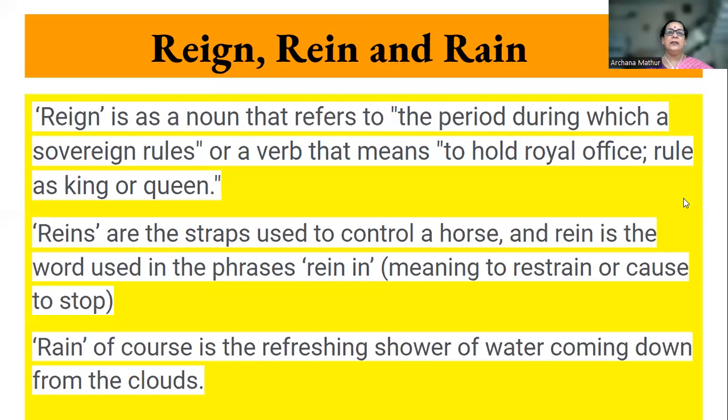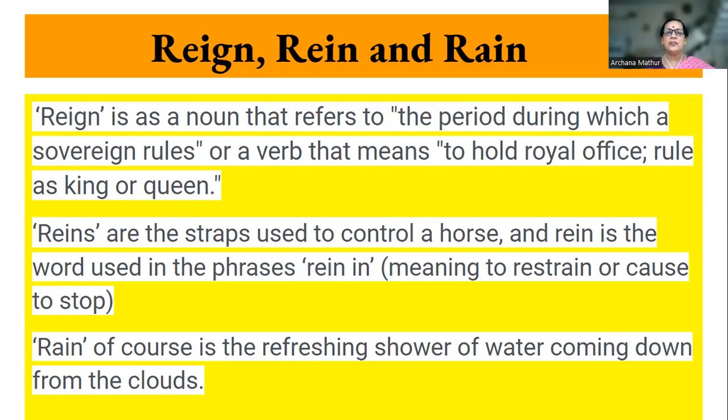Now, reign, rein, and rain. All three are pronounced in a similar fashion, except the first one, where a bit of an H can be heard. Reign. But rein and rain. So, reign, the first one, is a noun that refers to the period during which a sovereign rules, or a person who holds office for a certain period of time. So, that's the reign. The reign of Akbar was so many years. The reign of Chandragupta Maurya was the best that could have happened in those times. So that time period when a particular kingdom or a region was under a particular person's rule.